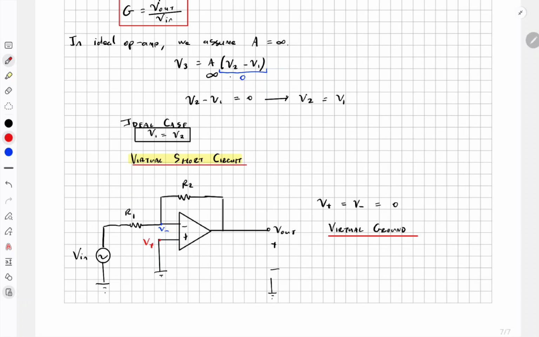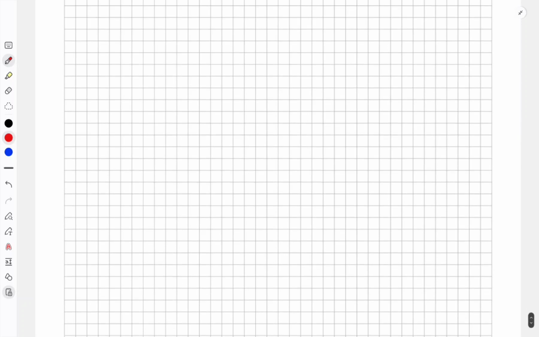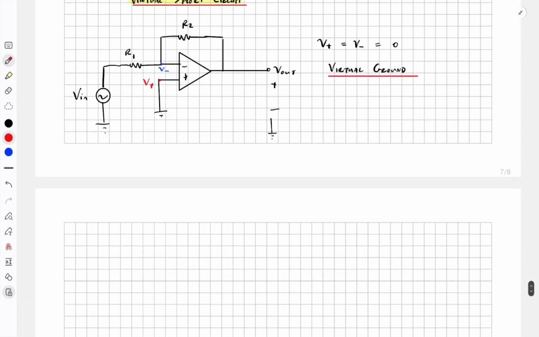So we call this a virtual ground. Now, let's do some circuit solving to figure out the gain of this circuit that we keep talking about. We know that the ideal op-amp has infinite input resistance, which means the current going into the input terminals is 0. So if there's no current going into the input of the op-amp, then the current through this branch must equal the current going through this branch.